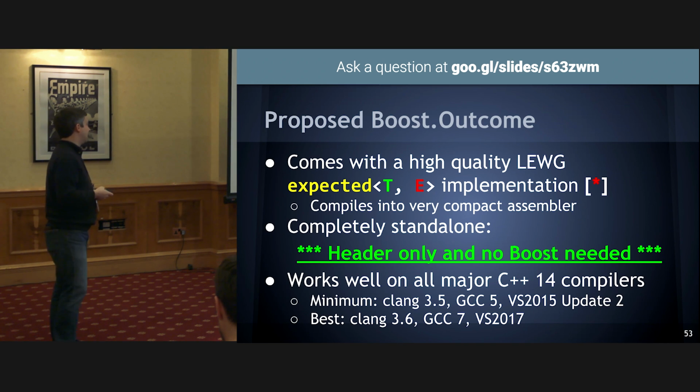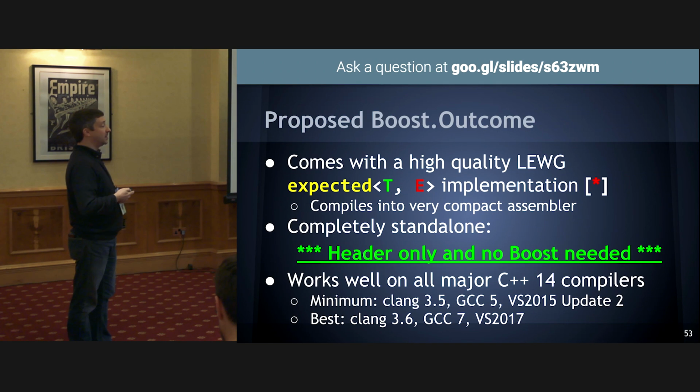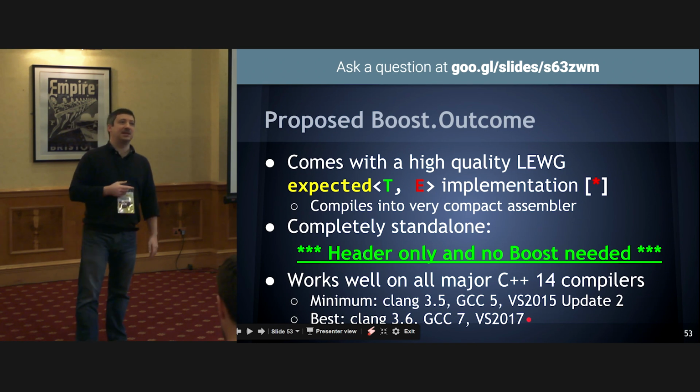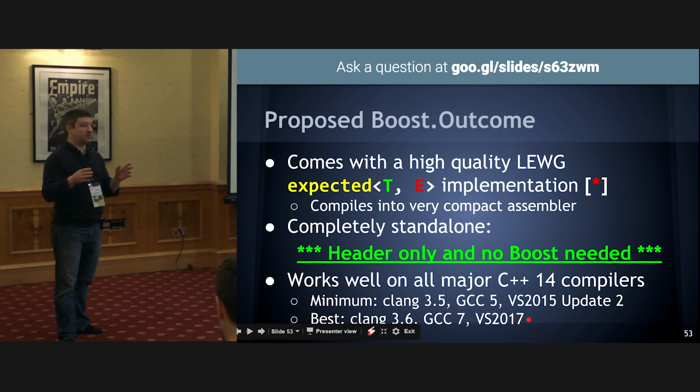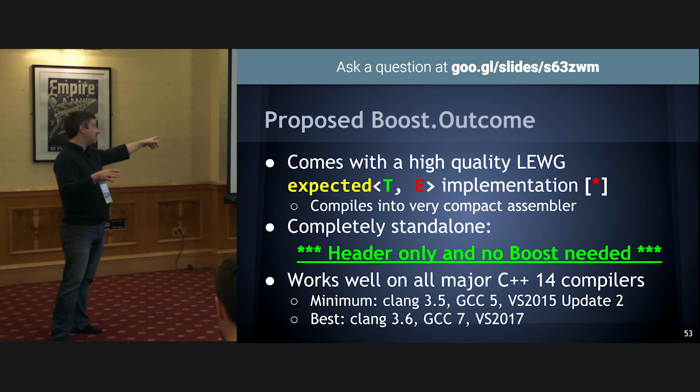So that's great. I might add that it works very well on all major C++14 compilers. You might notice I've written minimum, Clang 3.5, GCC 5, and Visual Studio 2015 Update 2. And I wrote a best, Clang 3.6, GCC 7, Visual Studio 2017. The reason why is that even though the Outcome unit test suite will pass completely green on the minimum compilers, if you use it in real-world code, in real actual use cases, you'll find compiler bugs.